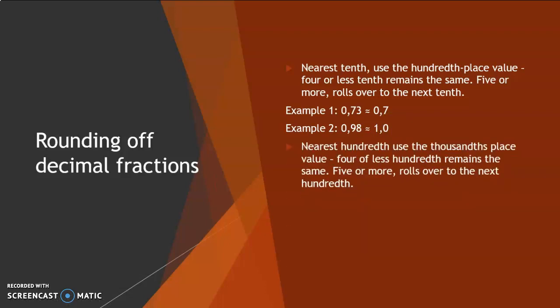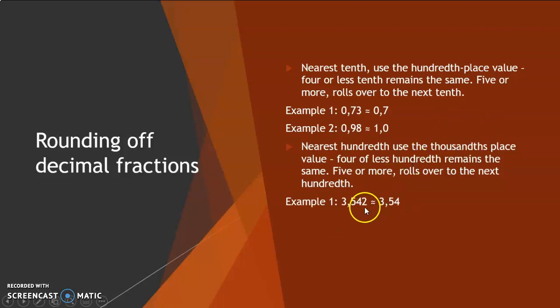If I need to round off to the nearest hundredth, I will use the thousandths place value, which is directly right of it. Exactly the same again. If my thousandths place value is 4 or less, my hundredths remain the same. If it's 5 or more, it rolls over to the next hundredth. Let's have a look at examples.